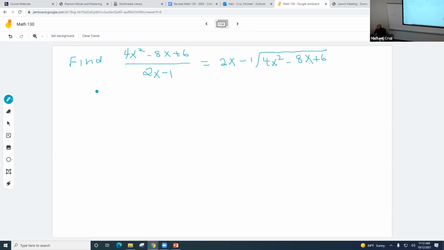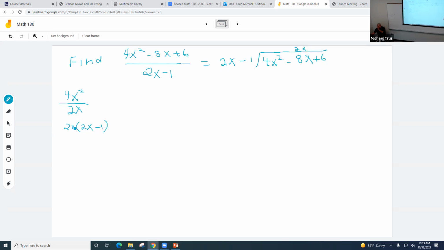All right, so 2x and 4x squared. In other words, what I'm doing is dividing. So 2 into 4 goes twice, and then x into x squared just leaves a single x, so 2x. Now, to finish out the iteration, we're going to multiply 2x times the 2x minus 1.